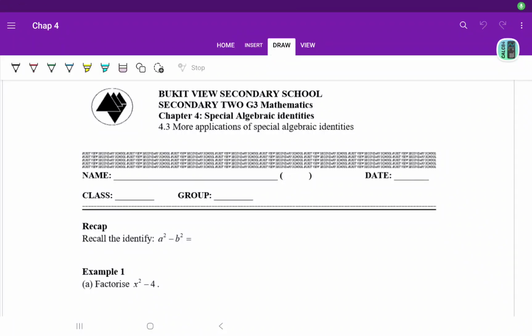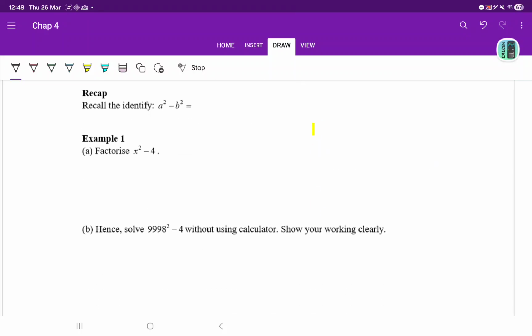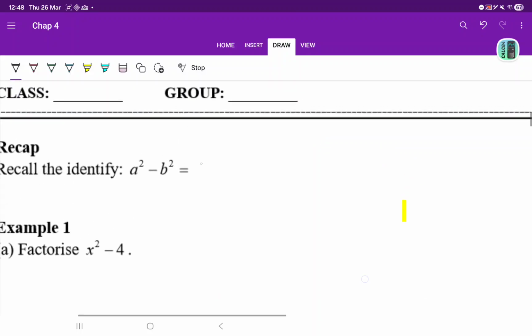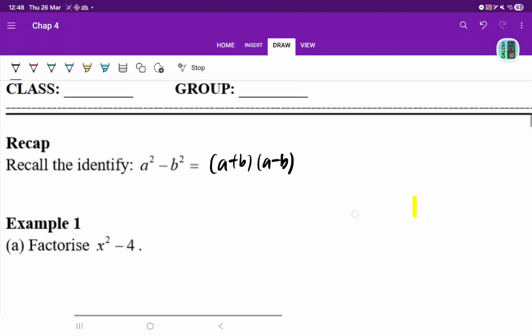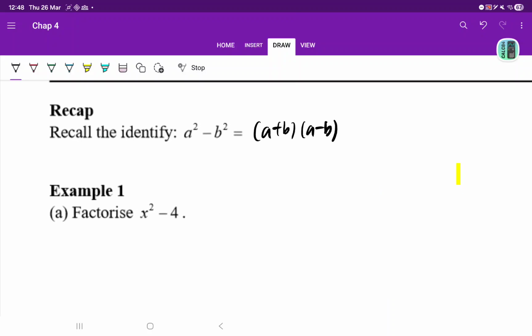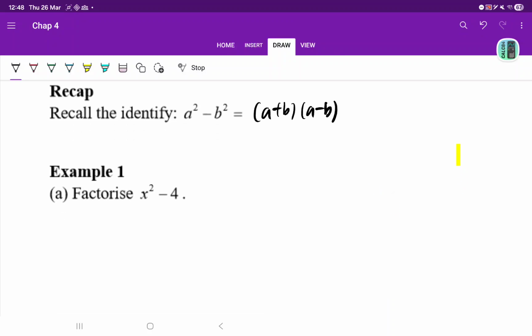Part 3, the very last part, is application, where there is no limit to what can come out. It just depends on how creative I am, okay? So let's recall an identity, a squared minus b squared, is a plus b, a minus b. We have been using this for our homework, so we can quickly do the factorization.